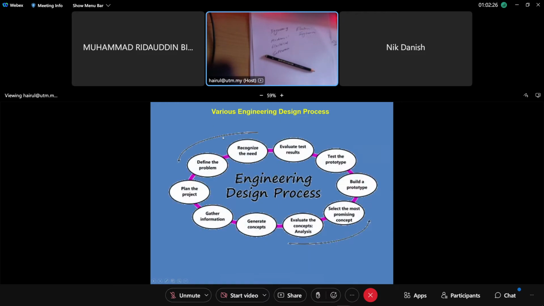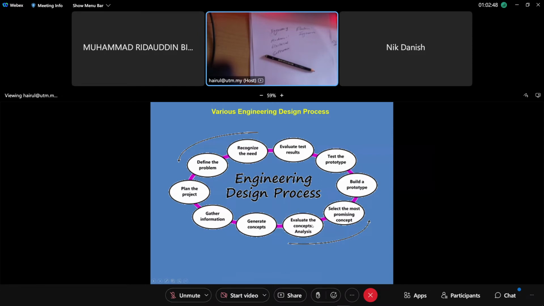Okay, this is another design process. This one flows counterclockwise. Recognition of need is the first. You recognize why you need the design. You find the title, define the problem, and plan the project. You gather information, search for information. When you and your team members have gathered enough information, then you generate ideas. You generate ideas, generate concepts. See? A lot of ideas.